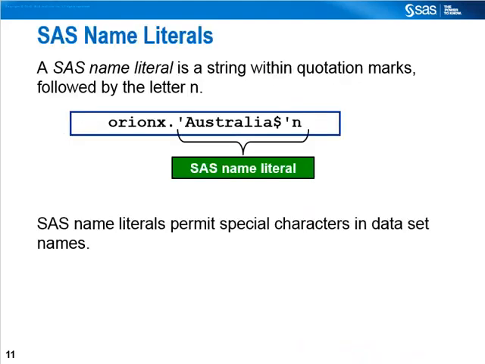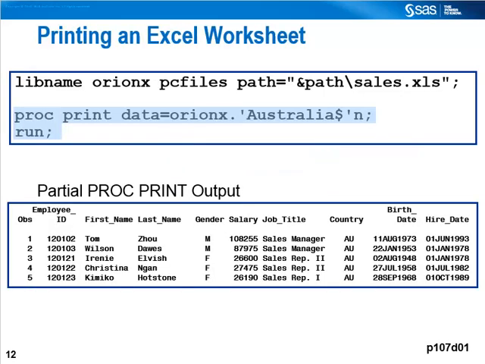SAS name literals. Because sheet names have the special character of the $ sign, we are going to need to use a name literal. We will not need to use name literals on variables because SAS replaces any special character in Excel column names with an underscore. We will use the name literal when we refer to the Excel worksheet with a two-level name. See how it looks in PROC PRINT. I am using the Excel worksheet as if it was a SAS dataset.